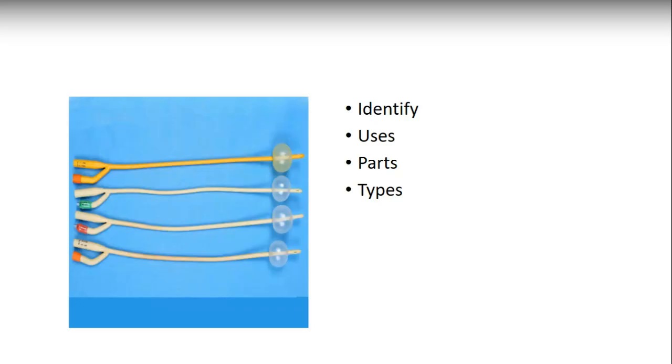So again, if there are two uses you must mention, it can be used to drain urine from the bladder and can be used to monitor urinary output. These are the two major uses. It can also be improvised as a chest tube to drain pleural fluid content. So these are some of the uses.